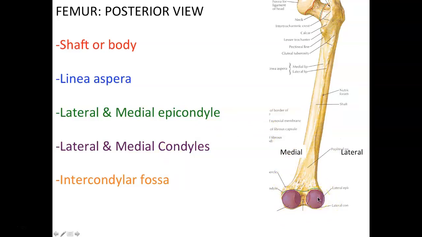So I want to take a moment now to mention on your exam, if you have this marked, you can't just say, let's say, medial condyle, because there's a medial condyle on a couple of bones. We have it on the femur, we have it on the humerus, there's one on the tibia. So you want to be specific. You need to say medial condyle of the femur.